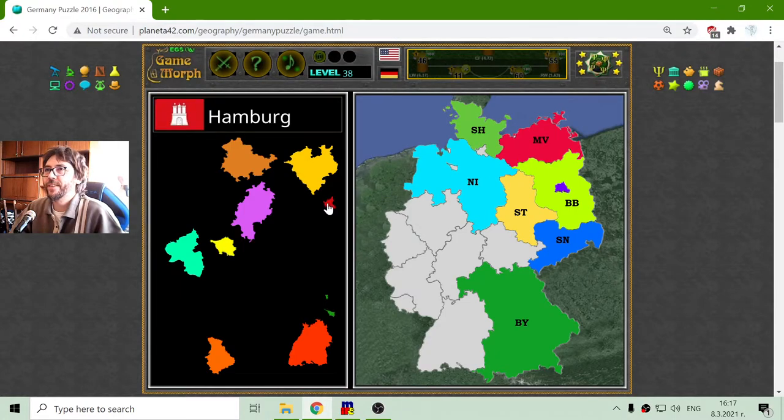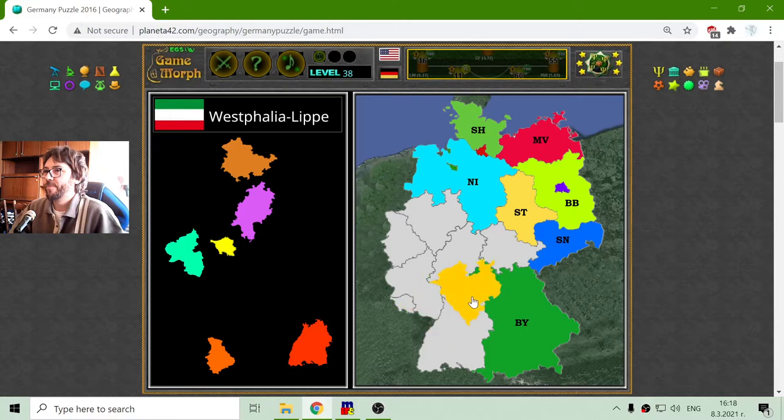Now, this is Hamburg, this is where it is situated, Hamburg, and Bremen, another region of Germany. Okay, the rest are just provinces.